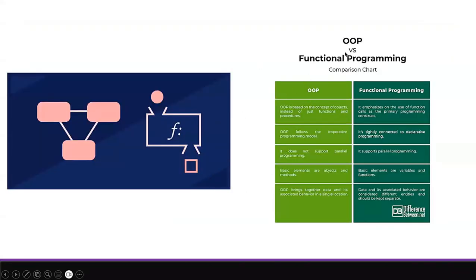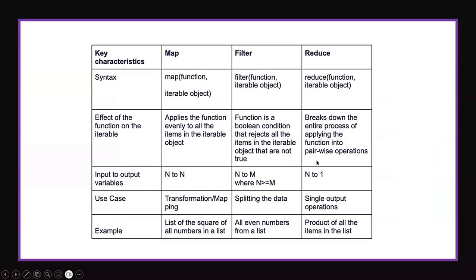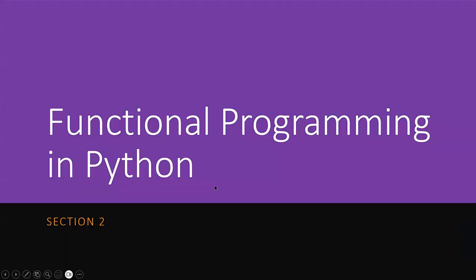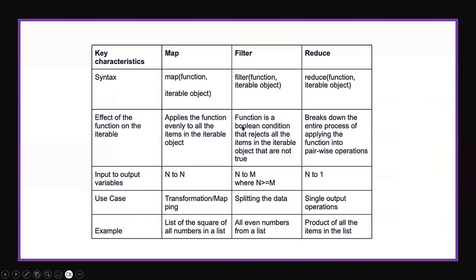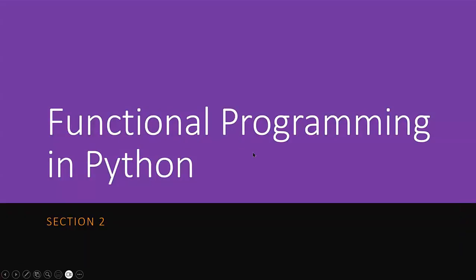Traditionally, you have object-oriented programming. Here we have a comparison between functional programming and object-oriented programming. So here are the key three important functional programming functions. Okay, so that's next one. We talked about functional programming. Now next one is talking about functional programming in Python.